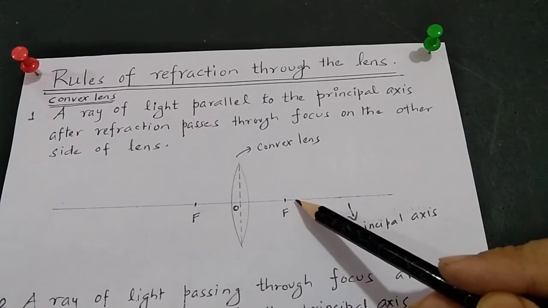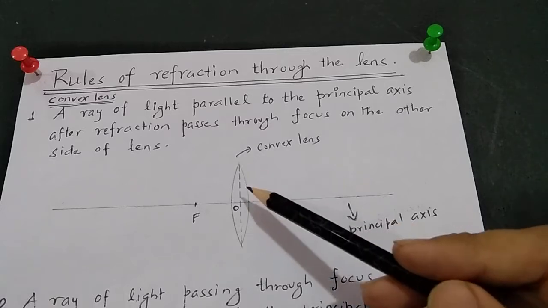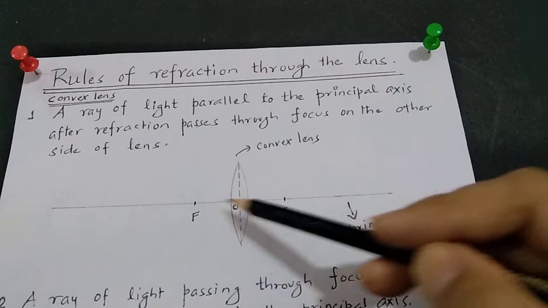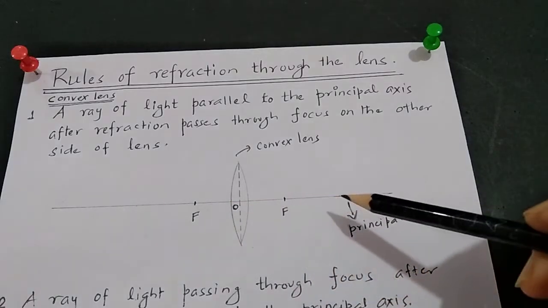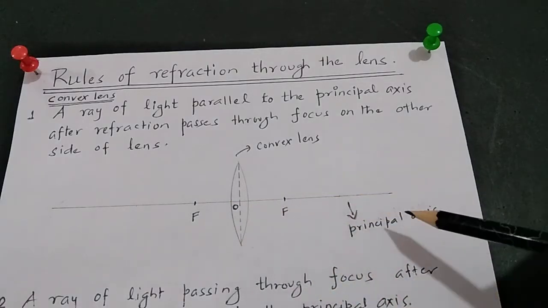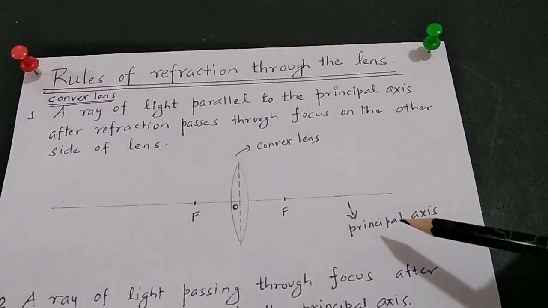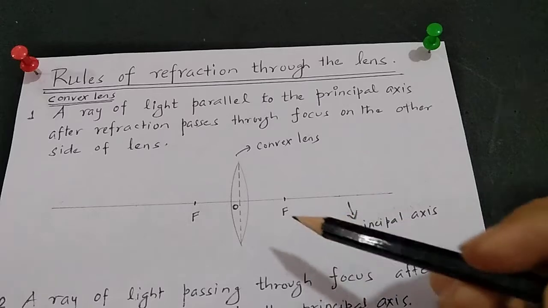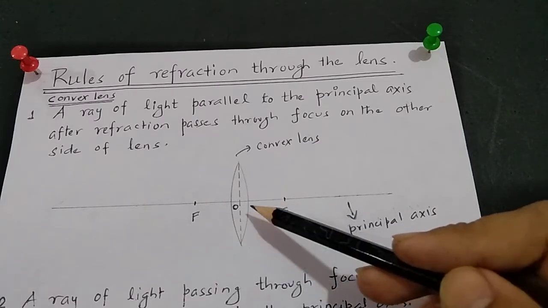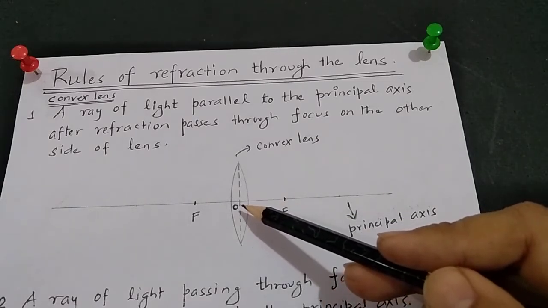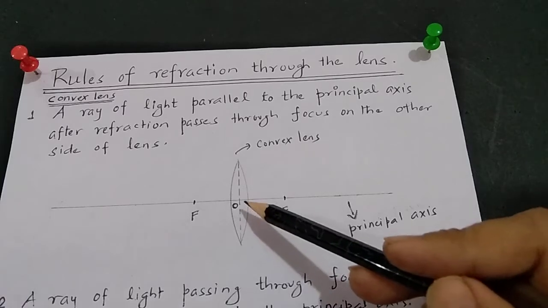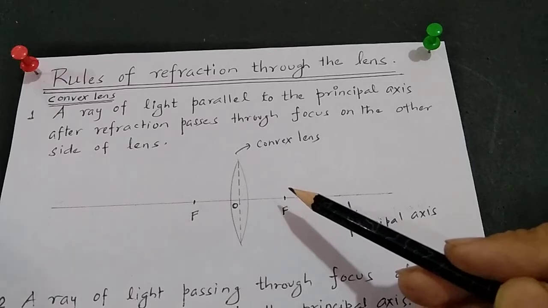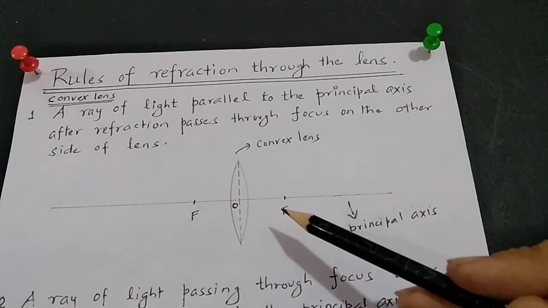This focus here is also a focus because this is a biconvex lens and it has two focuses on either side of the lens. The straight line passing through the optical center and through the focus is called the principal axis. The distance between focus and optical center O is chosen as 2 centimeters, for our convenience.